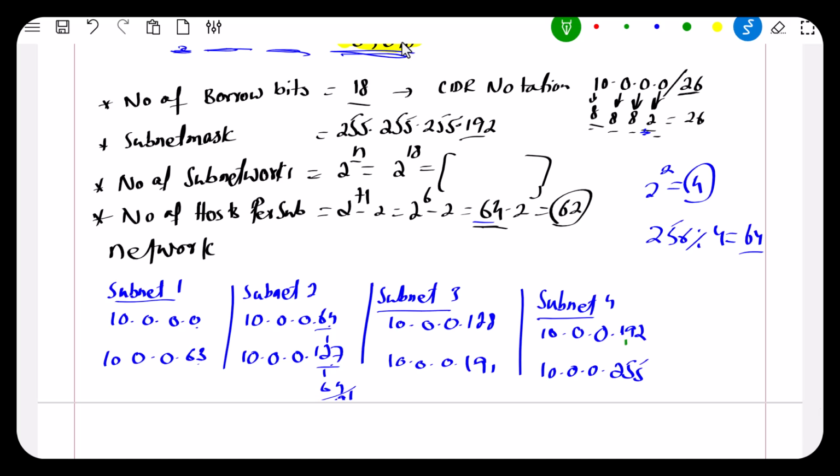If you want to find out the number of the first valid address and the last valid address, simple. Increase one here and decrease one here, like this. 10.0.0.193 is the first valid, and the very last valid is 254. This is the last valid address. The first address and the last address, this is the network and this is the broadcast. You know this. Okay, guys.